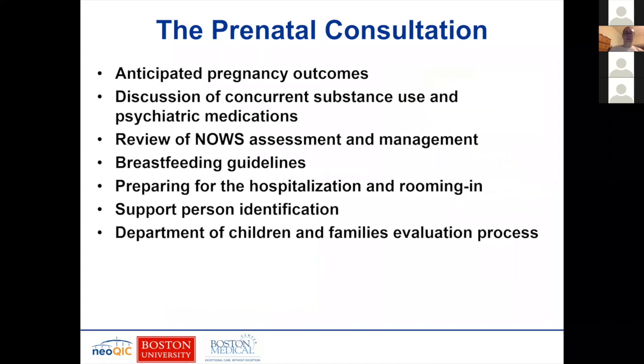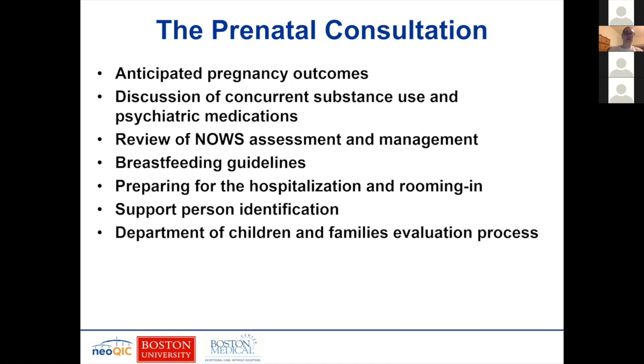These are the things that we typically talk about with the family pre-delivery. First, we talk about anticipated pregnancy outcomes and really just try to make them fully understand what we would expect, and again, dispelling any myths that they may have heard. We talk about concurrent substance use as well as psychiatric medications that they're on. At our particular institution, we really try to limit the number of additional medications that they're on as long as it's medically appropriate. We'll review our NOWS protocol for assessment and management. We talk a lot about breastfeeding, which we'll get to soon.